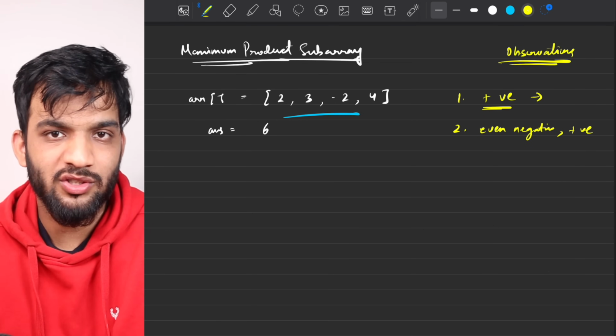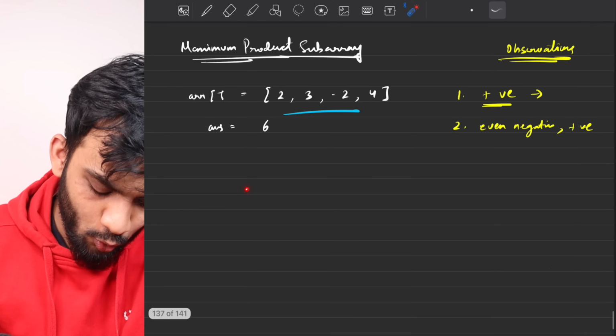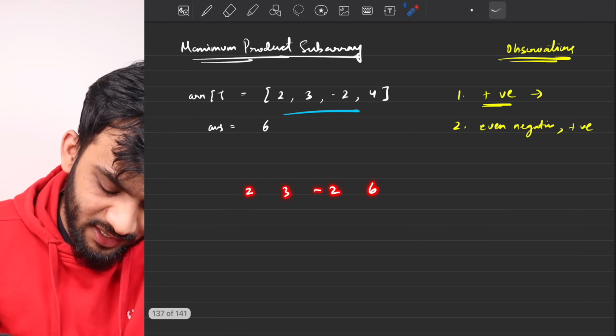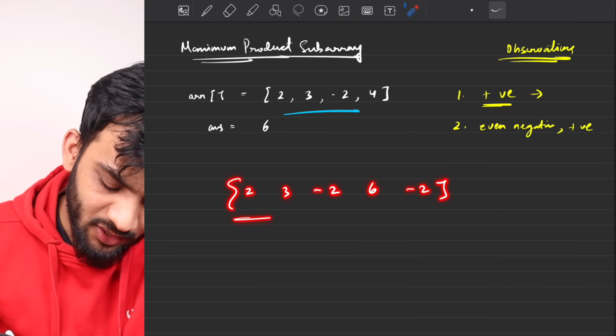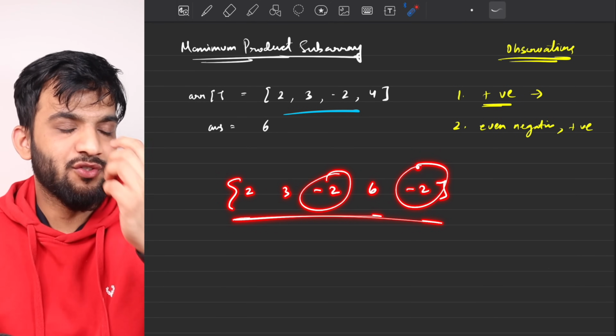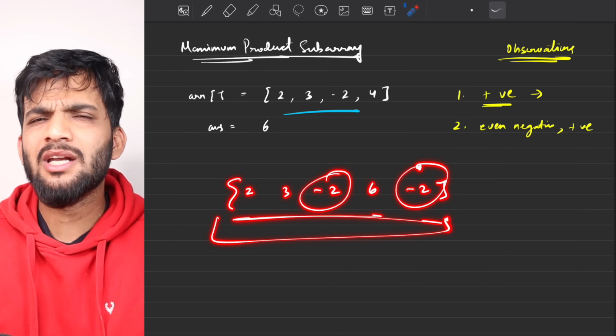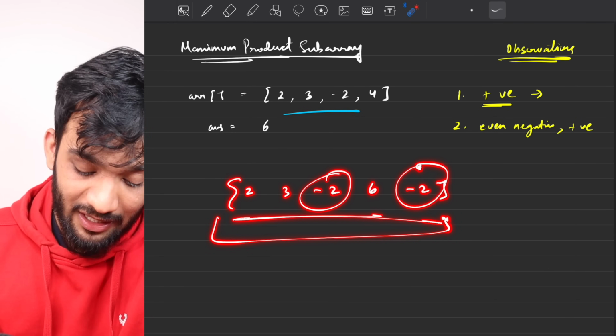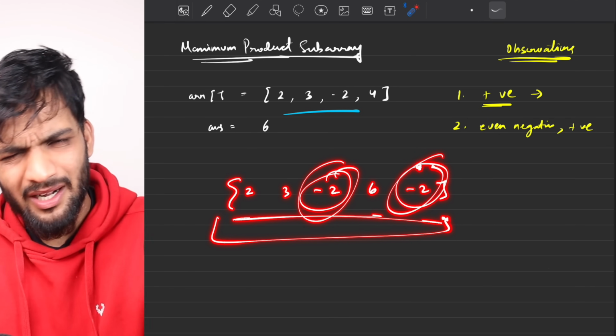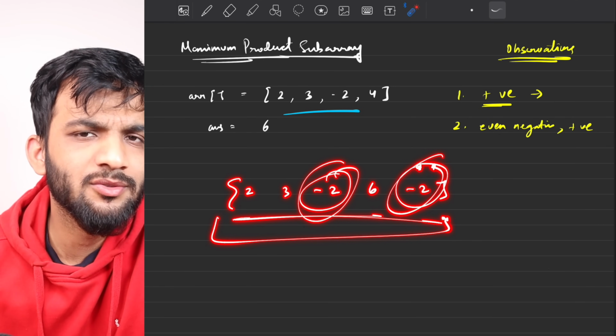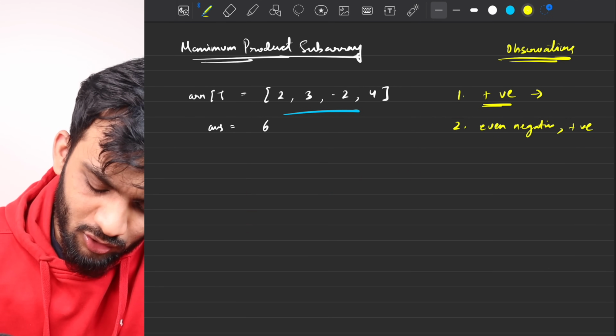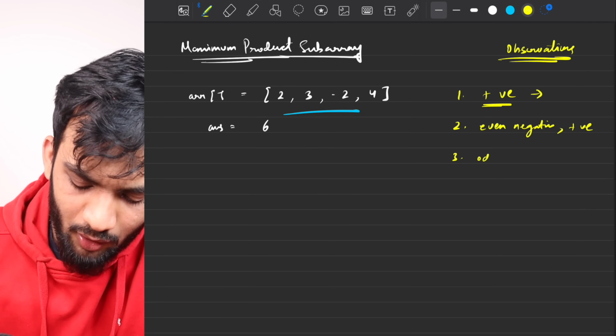and rest all are positive? So something like 2, 3, minus 2, 6, minus 2. In this case, you have 2 negatives, which is like an even number of negatives. Again, you will be like, multiply everyone. Because if there are even number of negatives, and I multiply everyone, I think I will get my answer. Okay, perfect. 3, what if there are odd negatives?